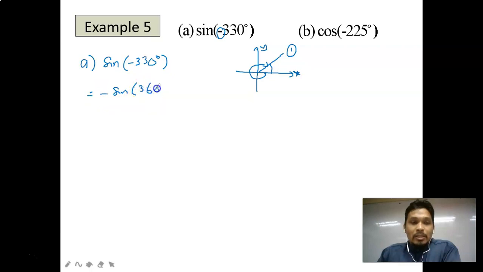So it equals negative sine of 360 degree minus 330 degree, with the negative waiting outside here. So negative sine of 330 degree equal to positive of sine 30 degree. And this is 1 over square root of 2.